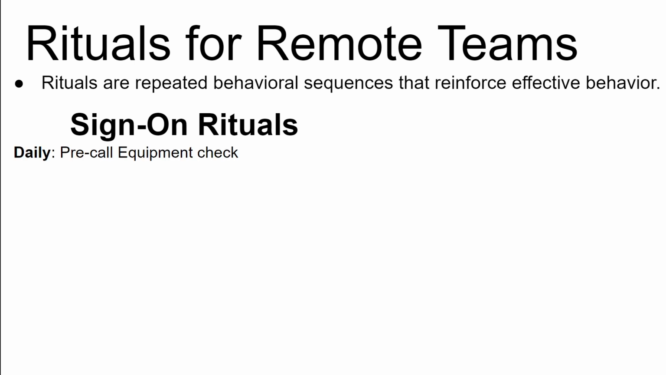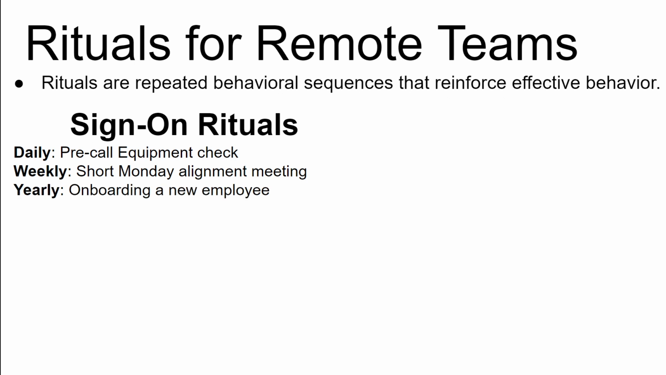A daily example of a sign-on ritual would be a pre-call equipment check. For example, 5 or 3 minutes before a video call begins, getting on a call with one of your colleagues just to make sure your audio and visuals work. A weekly sign-on ritual would be like a short Monday alignment meeting, just to make sure everybody is on the same page at the beginning of a week. An example of a sign-on ritual that might happen at a yearly timescale might be onboarding a new employee or setting new goals at the sign-on for a new year.